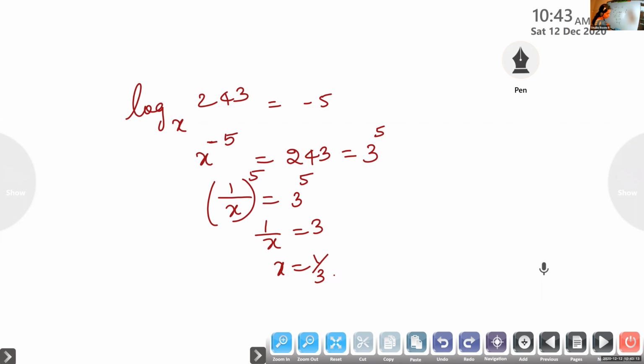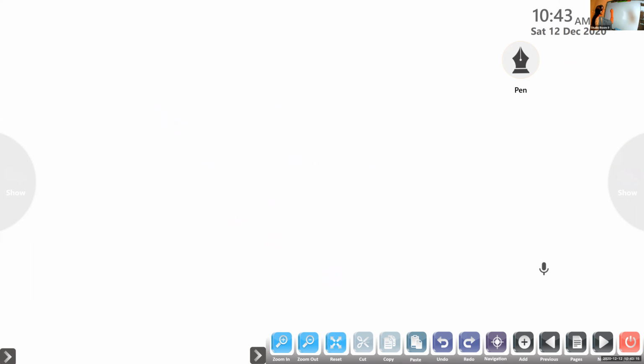Now do the next one. Log 27 to the base 9 is 2x plus 3. Find x.